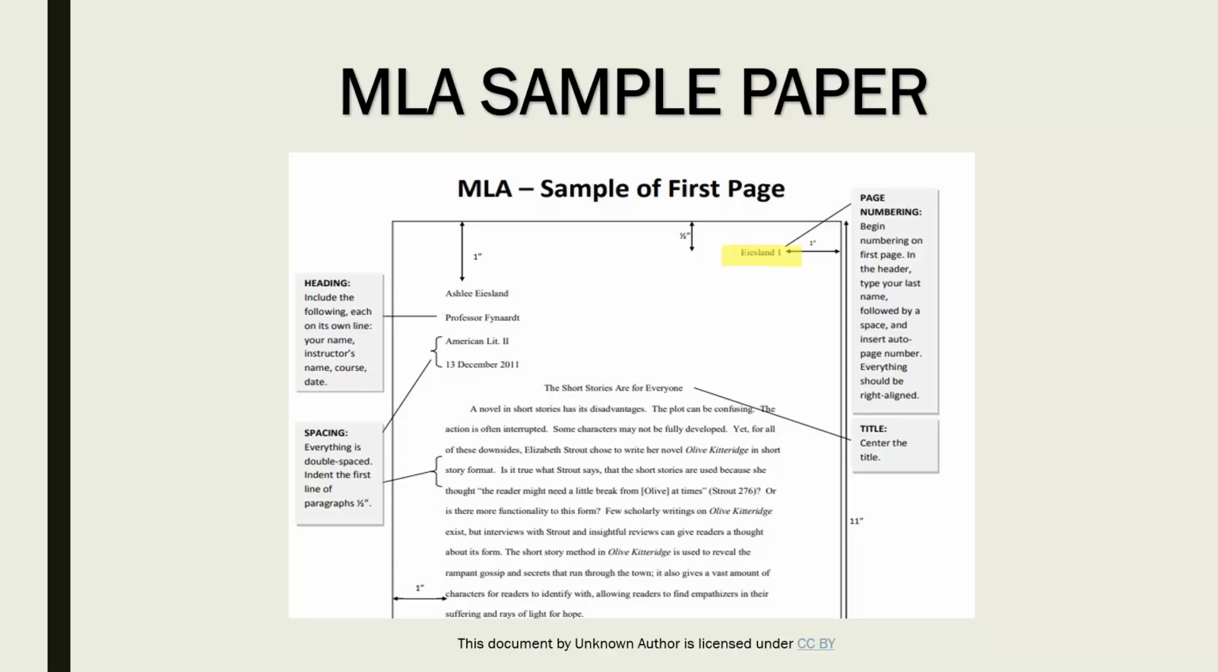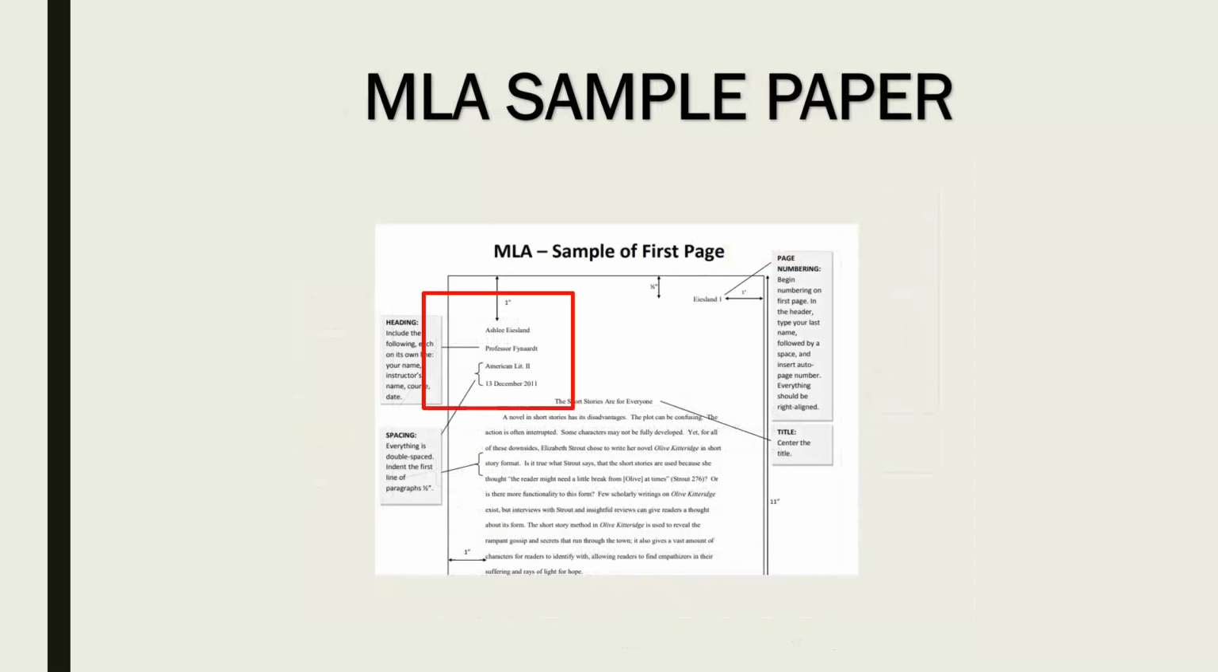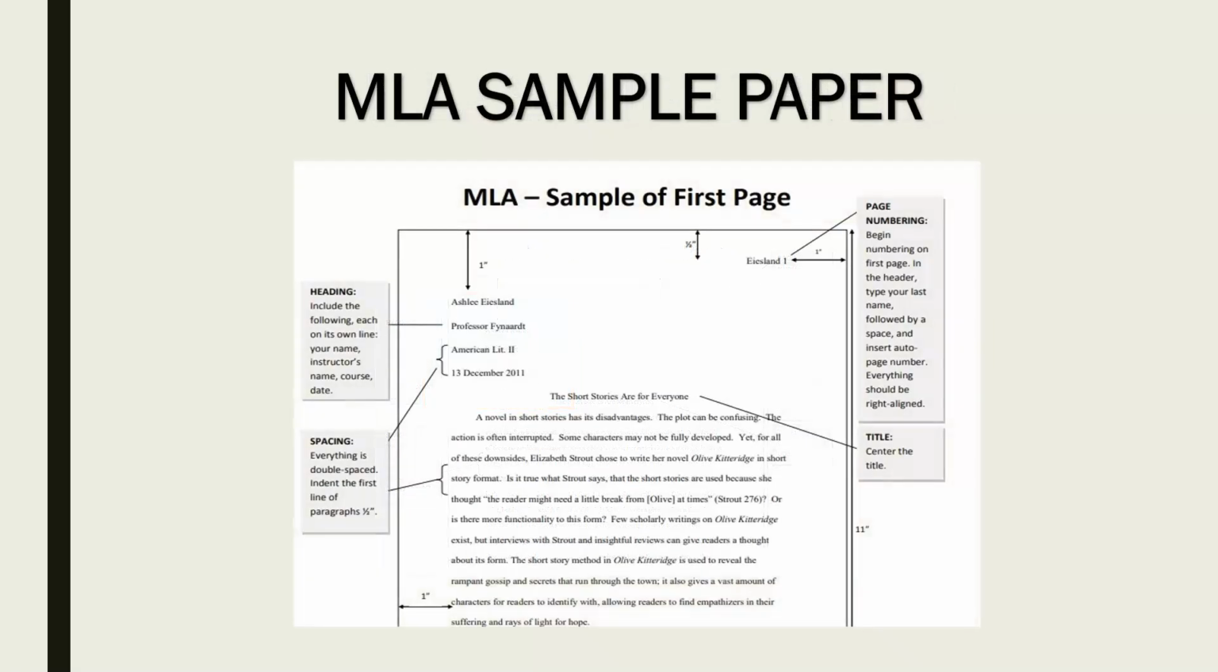Note that in the upper right-hand corner, you can see the page number preceded by the author's last name. There is a space between the author's last name and the page number. The entire document is double-spaced. Flush left, you see the heading for the paper. The paper includes your name, your professor's name, and your course name and number, and the date the assignment is due. And the title of the paper is centered, and it is placed below the heading of the paper.